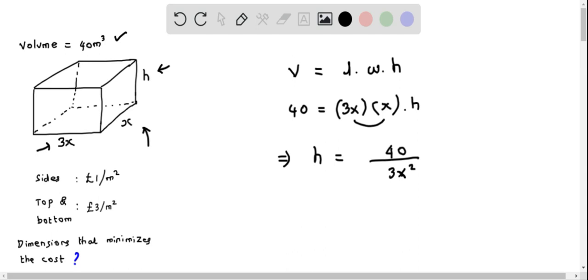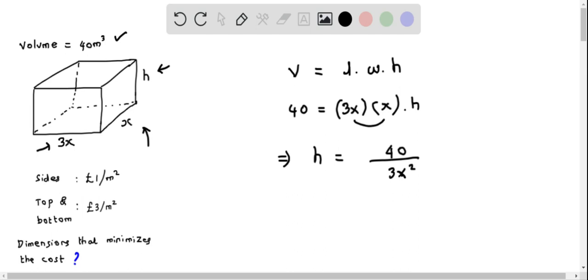We are also given the cost information for each of the sides. That is, we have four sides for the box. It is given as 1 pound per meter square. And for the top and bottom sides, it is given as 3 pounds per meter square. And in this situation, we have to determine the dimensions of the box, which minimizes the cost. That is, the cost of the material required to construct the box.